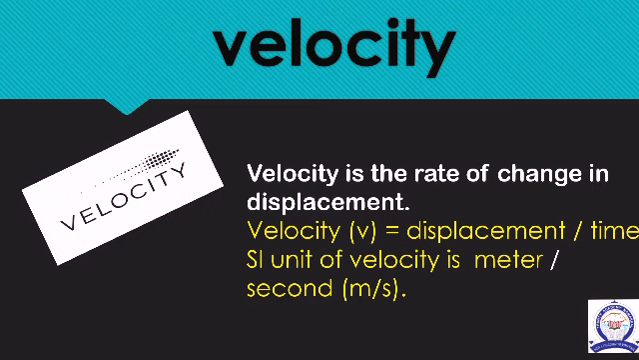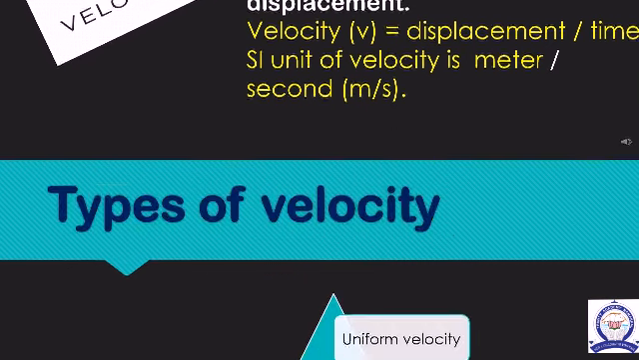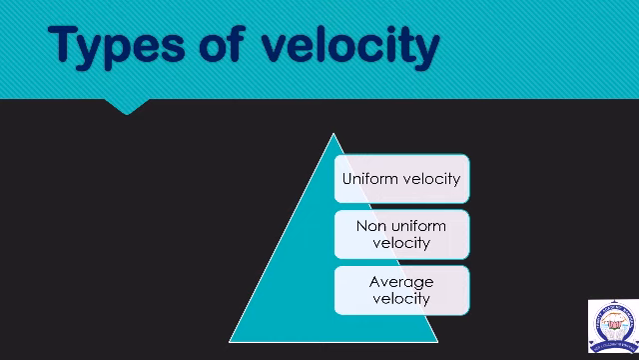Velocity is the rate of change of displacement. The formula for velocity is equal to displacement divided by time. The SI unit of velocity is meter per second. There are three types of velocity: uniform velocity, non-uniform velocity, and average velocity.